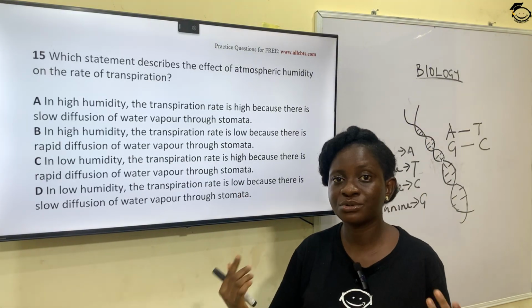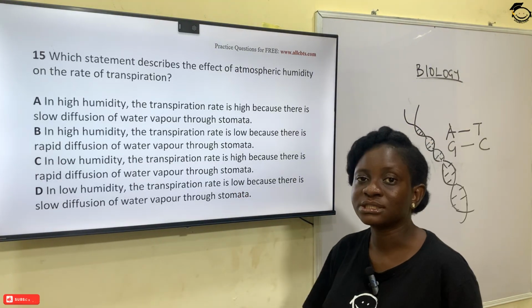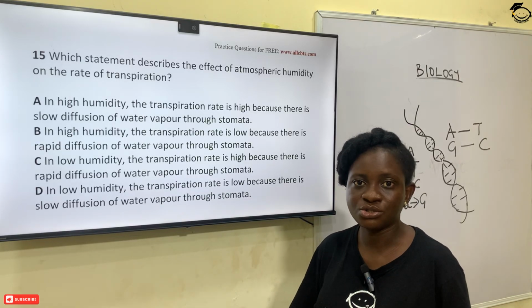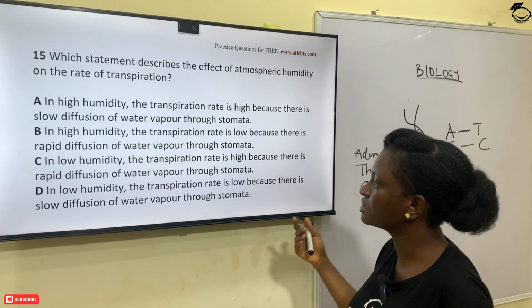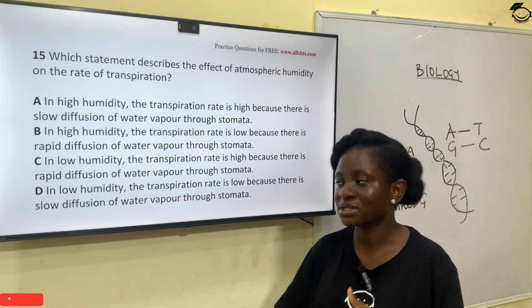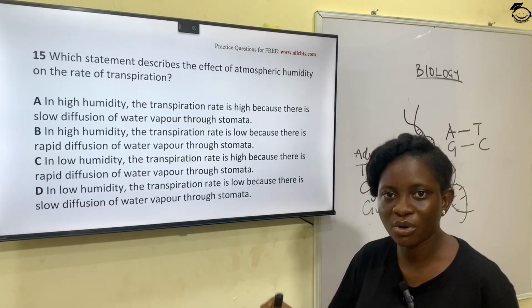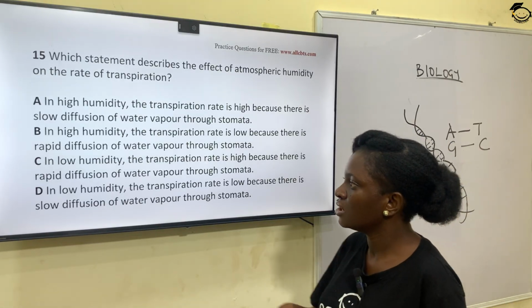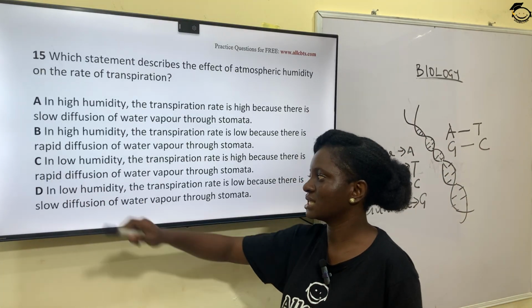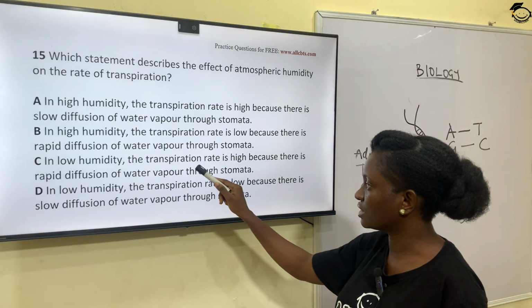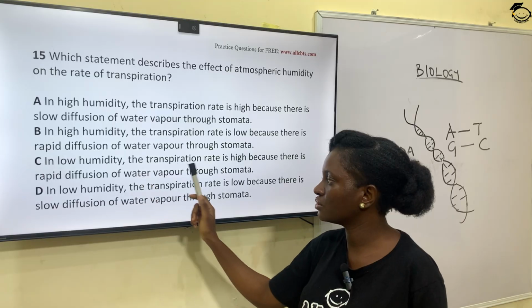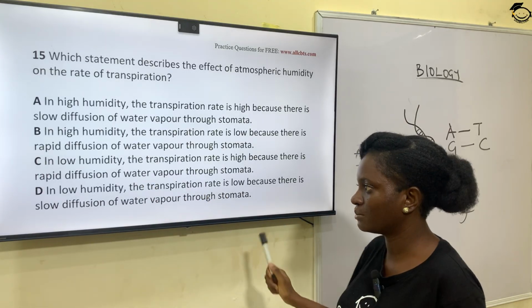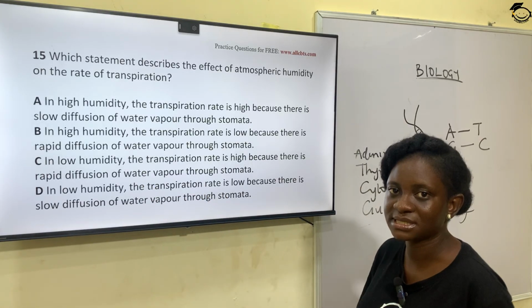So it happens during low humidity, and the transpiration rate is usually high during low humidity because there's diffusion of water vapor through the tiny pores in the leaves known as stomata. So option C is the correct answer. In low humidity, transpiration rate is high because there is rapid diffusion of water vapor through stomata. Option C is the correct answer.